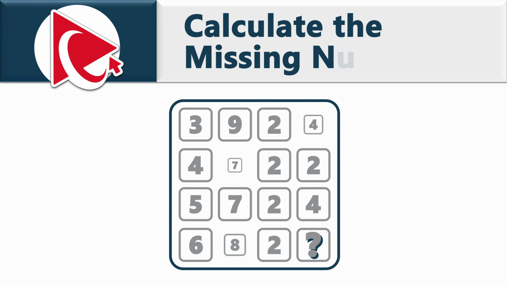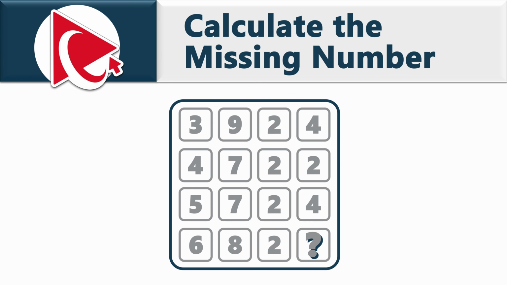You're presented with a square, which has 16 numbers inside, and 1 number is missing. The numbers are, starting from the upper left corner, 3, 9, 2, and 4 in the first row, 4, 7, 2, and 2 in the second row, 5, 7, 2, and 4 in the third row.